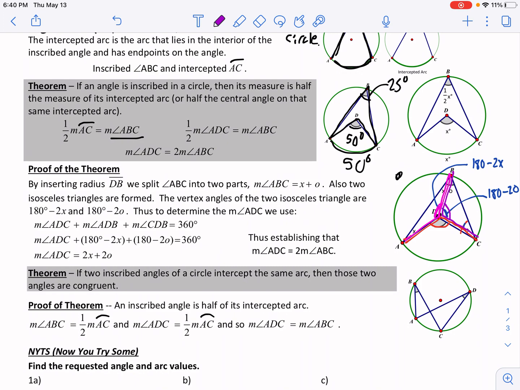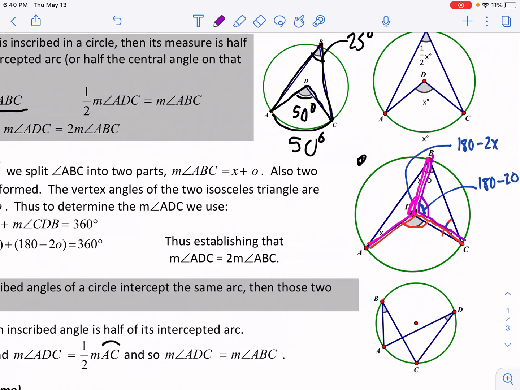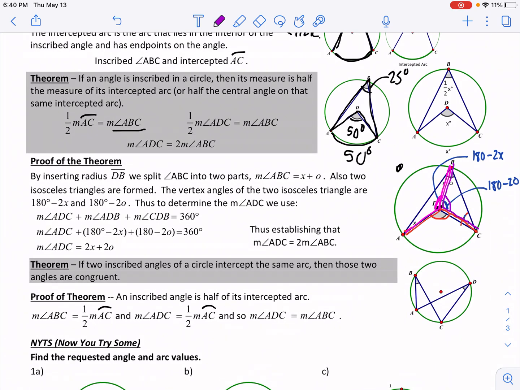Okay, well, why is that? We'll go back to what we know about intercepted arcs. That's one way to think of it. Remember that all the way around the circle here, the arc measures 360 degrees. So if we have three central angles there in the center, ADB, ADC, and CDB, those three central angles have to add to be 360 degrees because their intercepted arcs together have to add to be 360 degrees, okay? So we know that those central angles are going to add up to be 360 degrees.